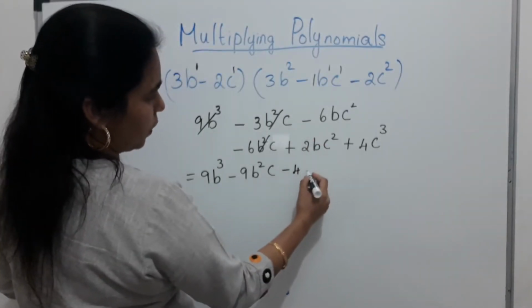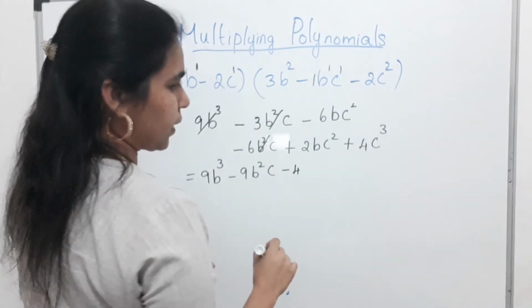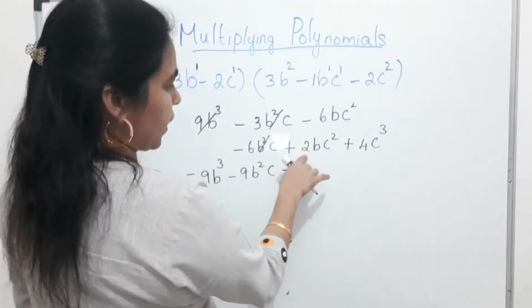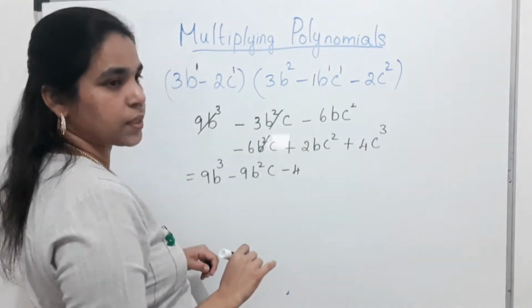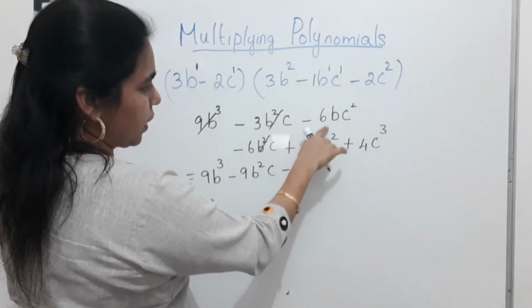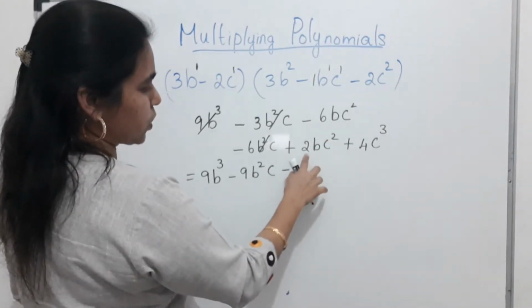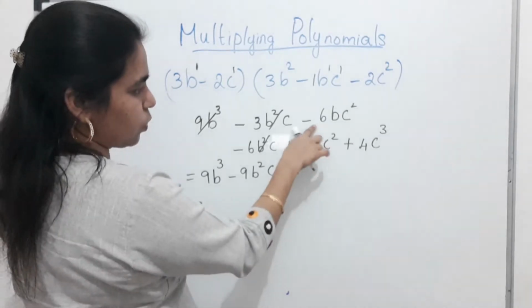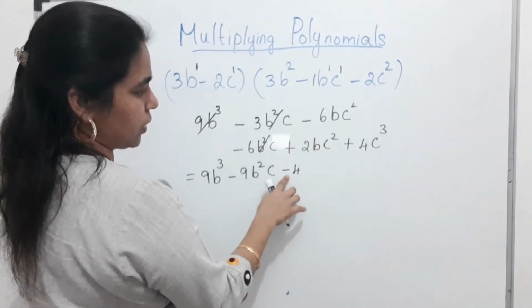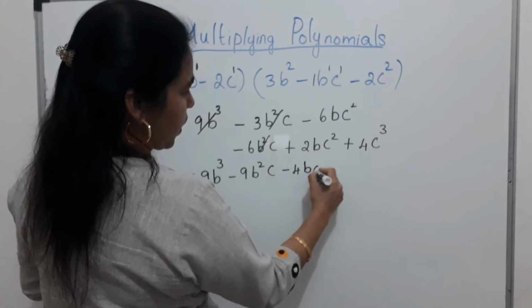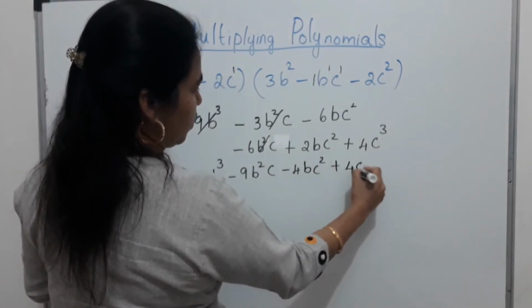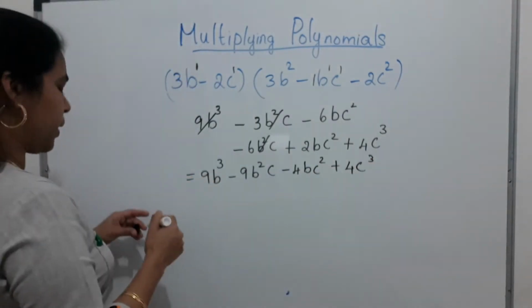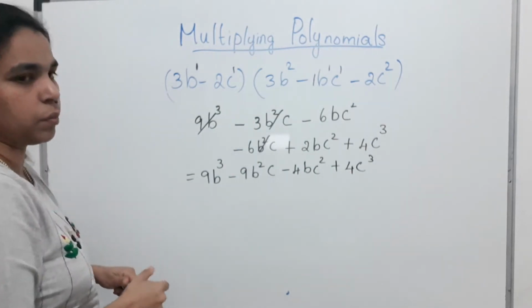Minus 6 plus 2 will be, if one has a positive sign and the other has a negative sign, you have to find the difference and put the sign of the bigger number. The bigger number is actually 6, so 6 minus 2 will be 4, and 6 is holding the negative sign, so you have to put the negative sign. So 4bc squared plus 4c cubed. This is how you can multiply a binomial with a trinomial.